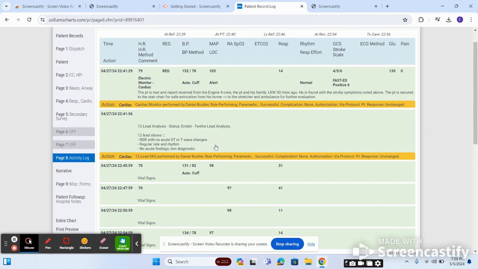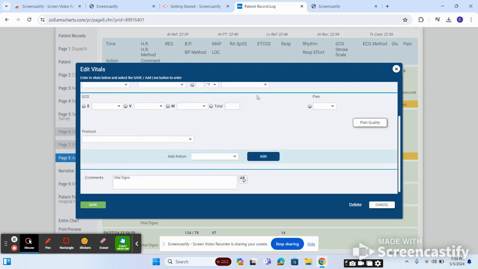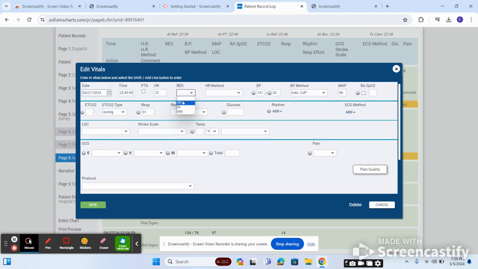We've only been there for 6 minutes, so we're going to say right here, 22:45. This is pretty close to our leaving time. 22:45:59 actually is right at it. So we're going to come back through here. Again, we'll do a couple of these. His respiratory rate was still 14. It's still normal. He's alert. It's 4, 5, and 6 still. And he's got no pain.